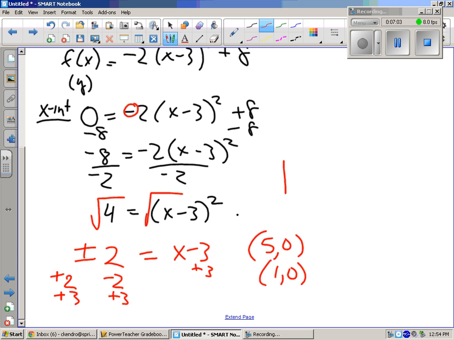And we'll make it like that. Let's make it proper. 1 and 5. All right, what about the y-intercept? Let's do that over here.